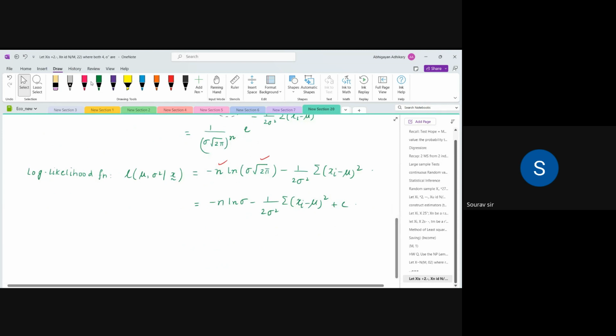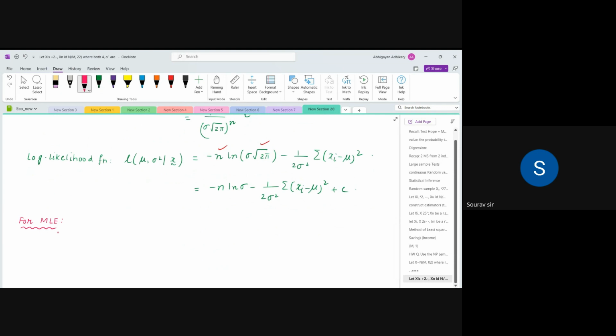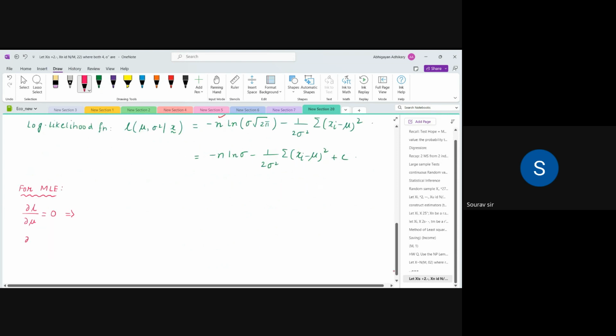So what will you do for finding out the MLE? For MLE, you would want to maximize the log likelihood function with respect to mu and sigma. So partially differentiating small l with respect to mu and setting it equal to 0, and partially differentiating small l with respect to sigma and setting it equal to 0. Correct? This is what we'll be doing.